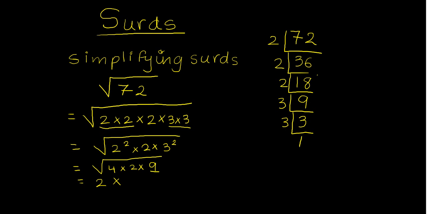So that'll be outside the square root as well, times root 2, which will be the same as 6 square root 2.